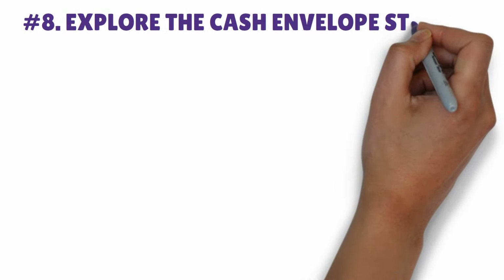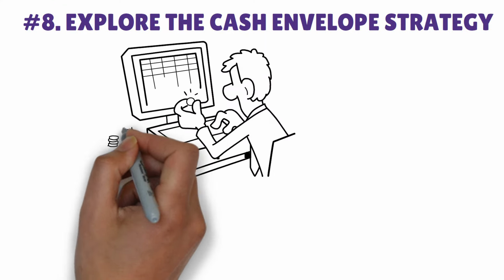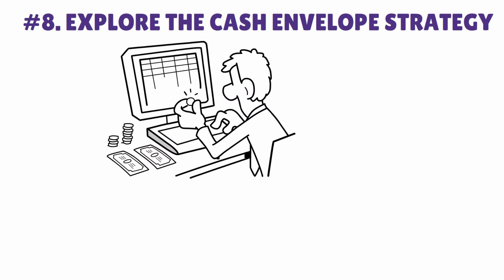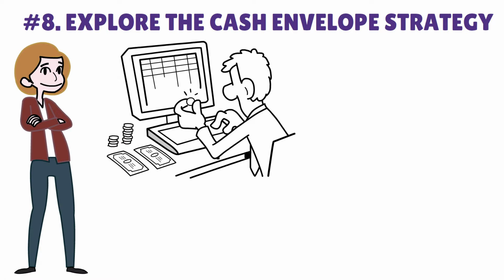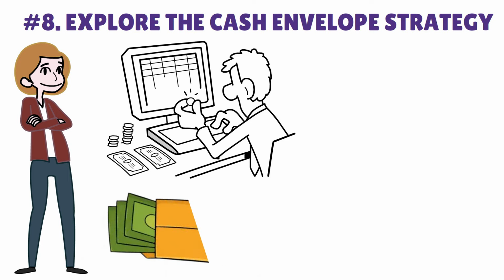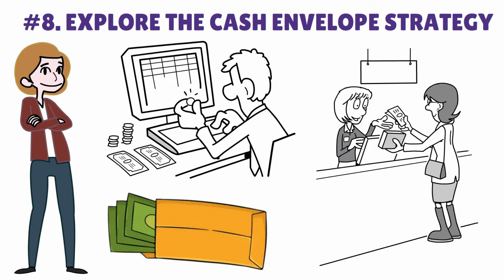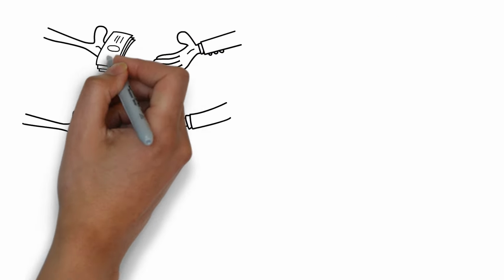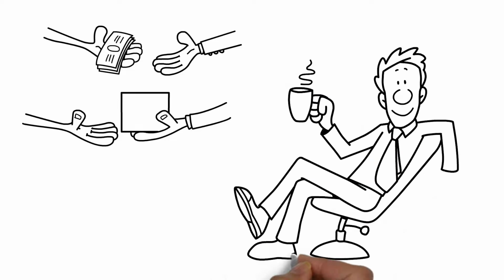Number 8. Explore the cash envelope strategy. If tracking your spending feels like a challenge, consider trying the cash envelope method as a fantastic solution. Mastering the art of budgeting on a tight income is essential, and this strategy can make a significant difference. Cash envelopes can reveal your spending habits like never before. This could reveal detrimental spending patterns and guide you on how to effectively save money while managing a low income. Understanding your spending preferences allows you to refine and enhance your financial habits.